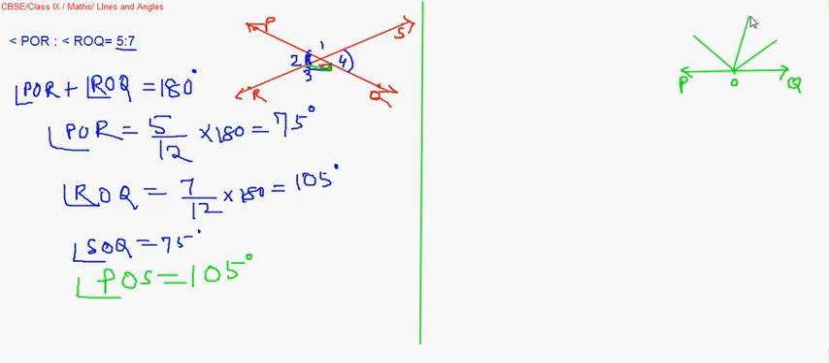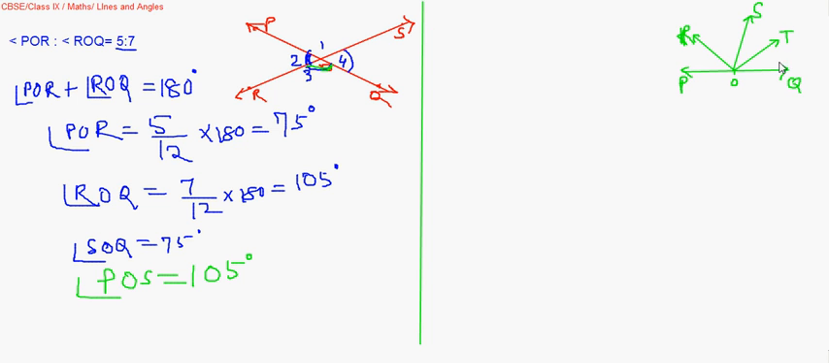Let me name them as well. R, S, T. In this figure, ray RO stands on the line POQ. Ray OR and ray OT are angle bisectors of angle POS.